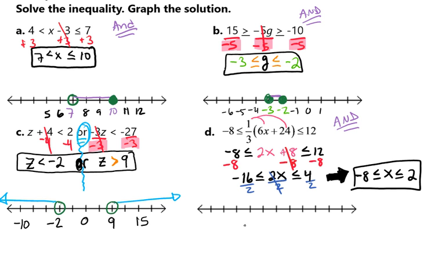So we're going to have our negative 8 and our 2, and a number between them is 0. A number that's bigger is 10. A number that's smaller is negative 10. And we're going to have a closed circle at negative 8 and a closed circle at 2. And because it's an AND, which way should we connect those? Should they go together or should they go apart from each other? It's going to go together because it's an AND. And so that is how you solve compound inequalities.